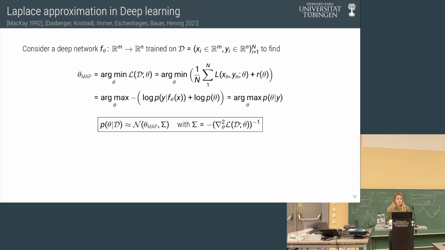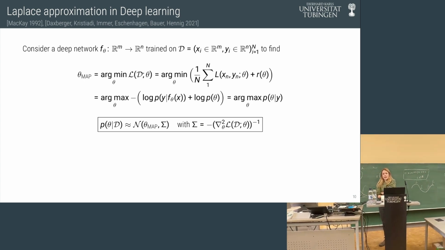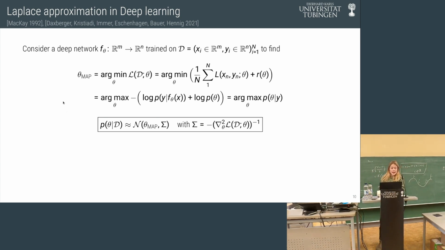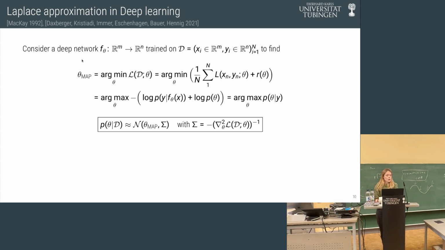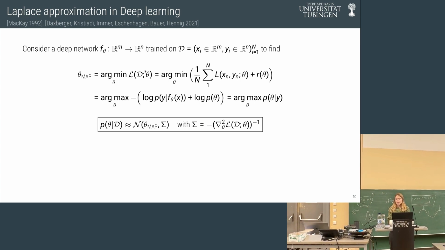And this can be used in deep learning. It was used for the first time in this context at the end of the last century, but it was shown to be quite powerful in recent years. And how do you add the Laplace approximation to a deep net? Normally, when you have a deep neural network, you find the maximum a posteriori, which is the minimum of a loss function.